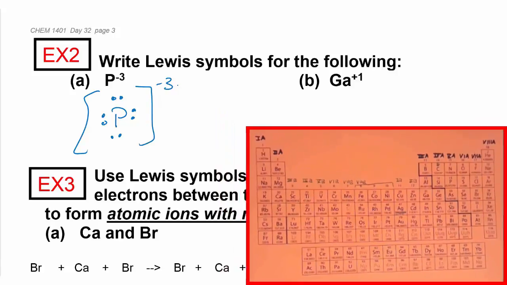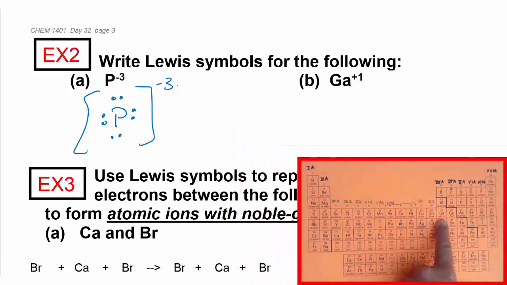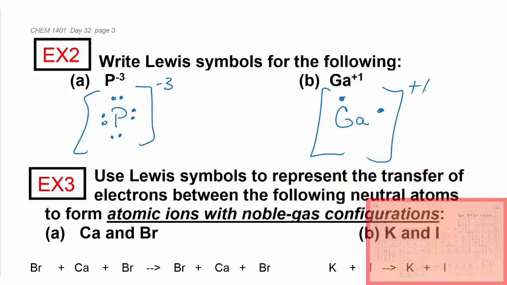Gallium ion. Gallium has 3 valence electrons. But we remove 1 to make it a +1, and we're left with our gallium ion. Again, brackets to show that the positive charge is distributed over the entire atom.